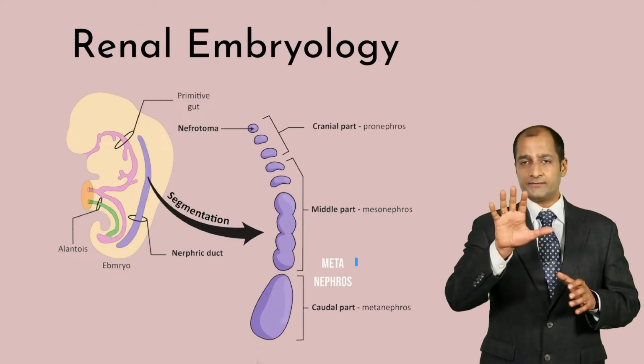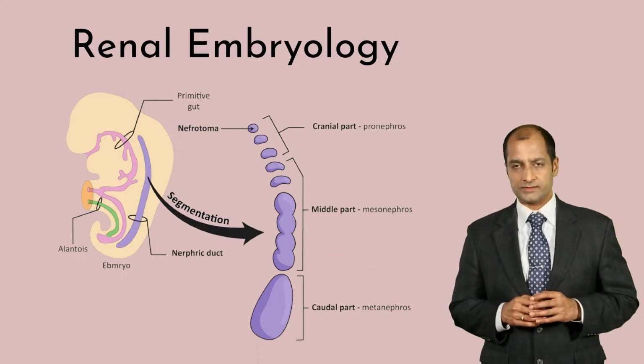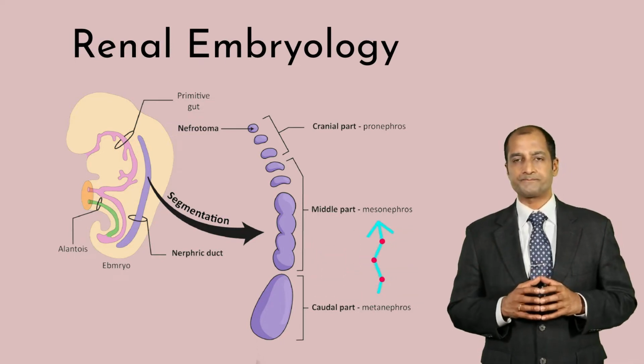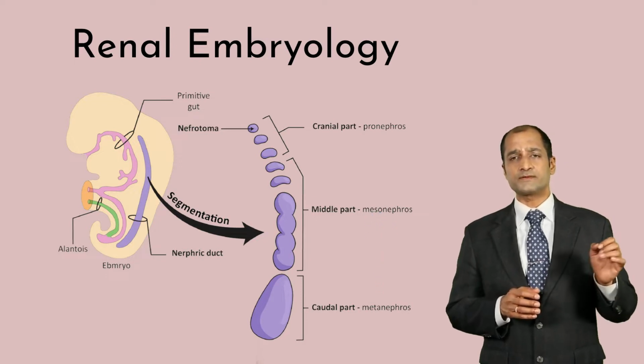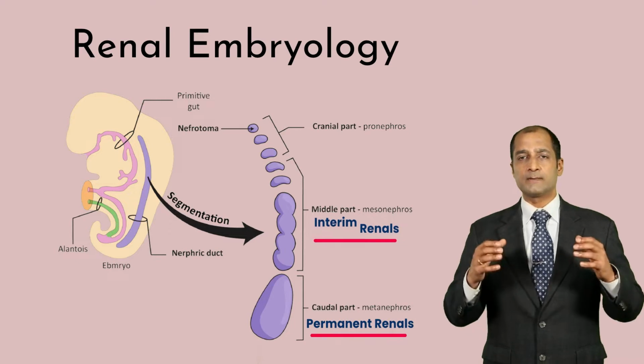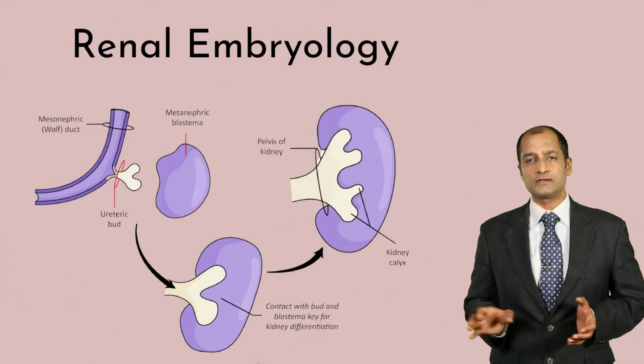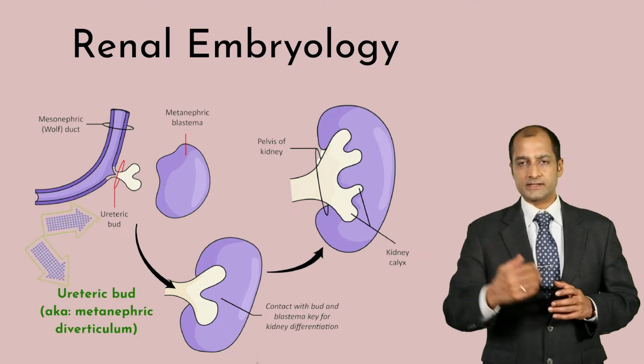At approximately 5 weeks of gestation is when it starts appearing. I said metanephros versus mesonephros. The mesonephros is referred to as being your interim kidney. The metanephros is known as your permanent kidney. We are developing something called a metanephric diverticulum.